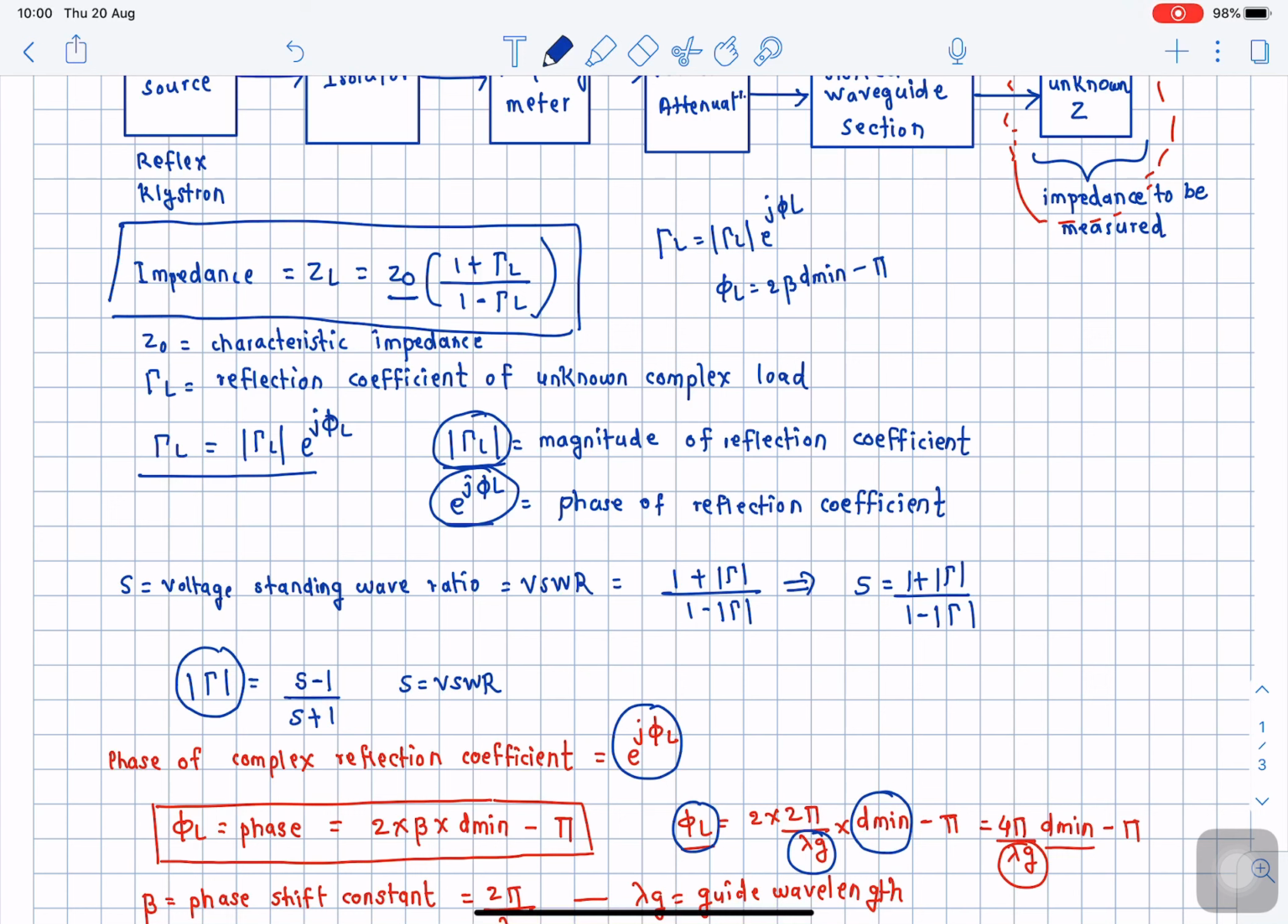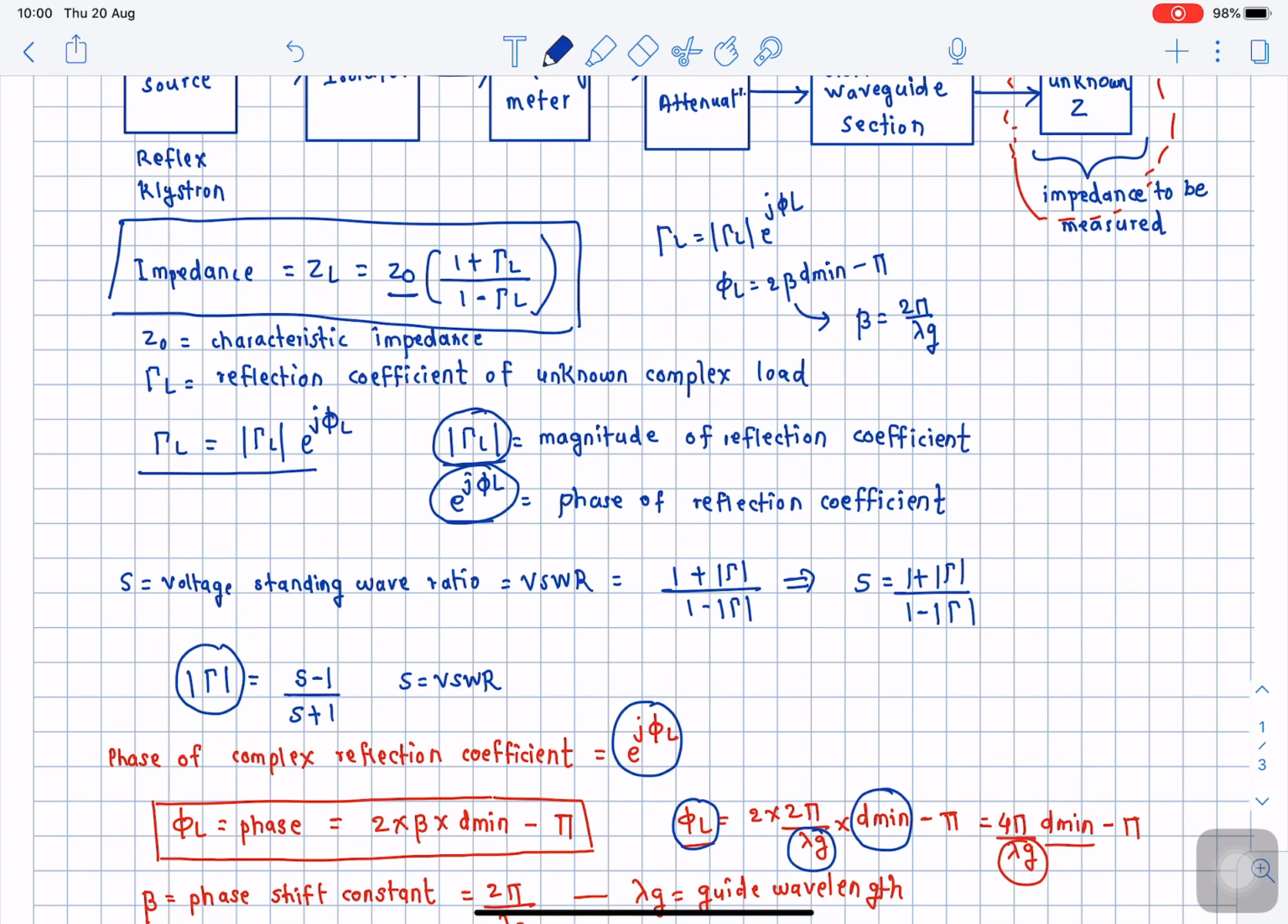In the procedure we have found out beta, where beta is given by 2 pi by lambda g, and lambda g is the guide wavelength, which can be found out by measuring the distances between two successive minima in the short circuit condition. And D minimum is the difference of the minima positions when the short circuit is replaced with the actual load. So once we have found all these values, place them in this equation of the impedance and calculate the unknown impedance.